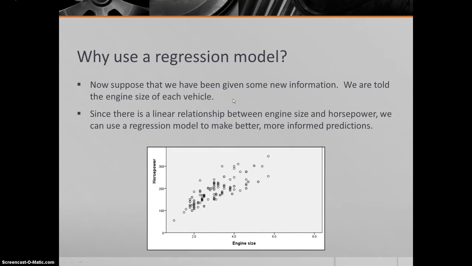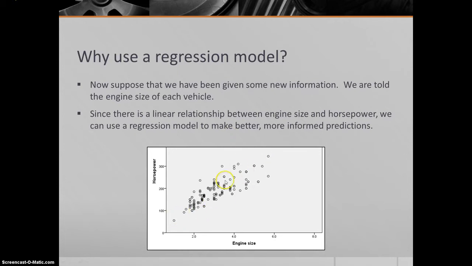So now let's say we have some new information. We are told the engine size of each of these vehicles. So we know engine size in liters, and we know horsepower. Now we can create a scatter plot to look at the relationship or the correlation between these variables. Since we can see that there's a linear relationship, it forms a line, we can use a regression model to make better, more informed predictions.